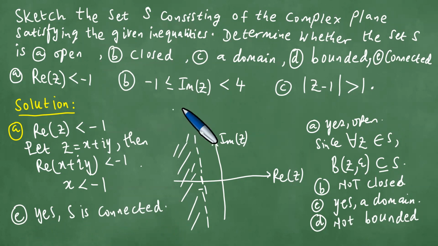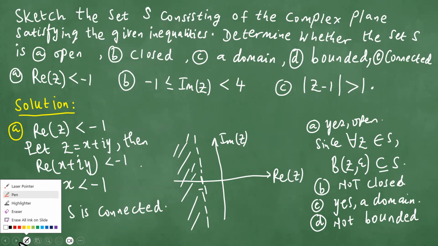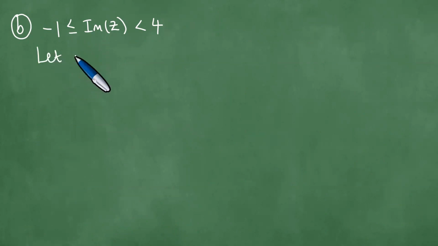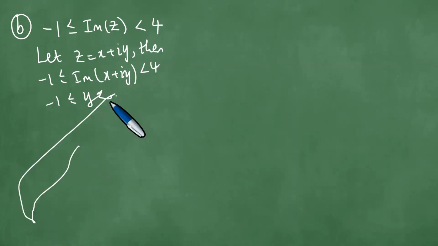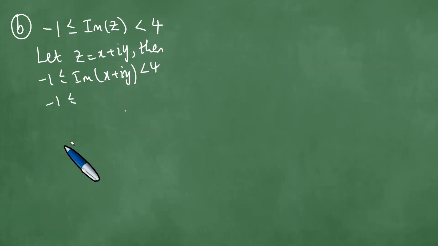What about the imaginary? Let's first sketch the set B on the next board. Right, to sketch this one, we begin by actually saying let Z be X plus IY. And then it means that we can have minus 1 less or equal to the imaginary part of Z, and the imaginary part is Y. Right, so looking very carefully, it's the same as the imaginary part lying between minus 1 and 4. Is it open? Is it closed? Okay, let's look at the sketch of this.